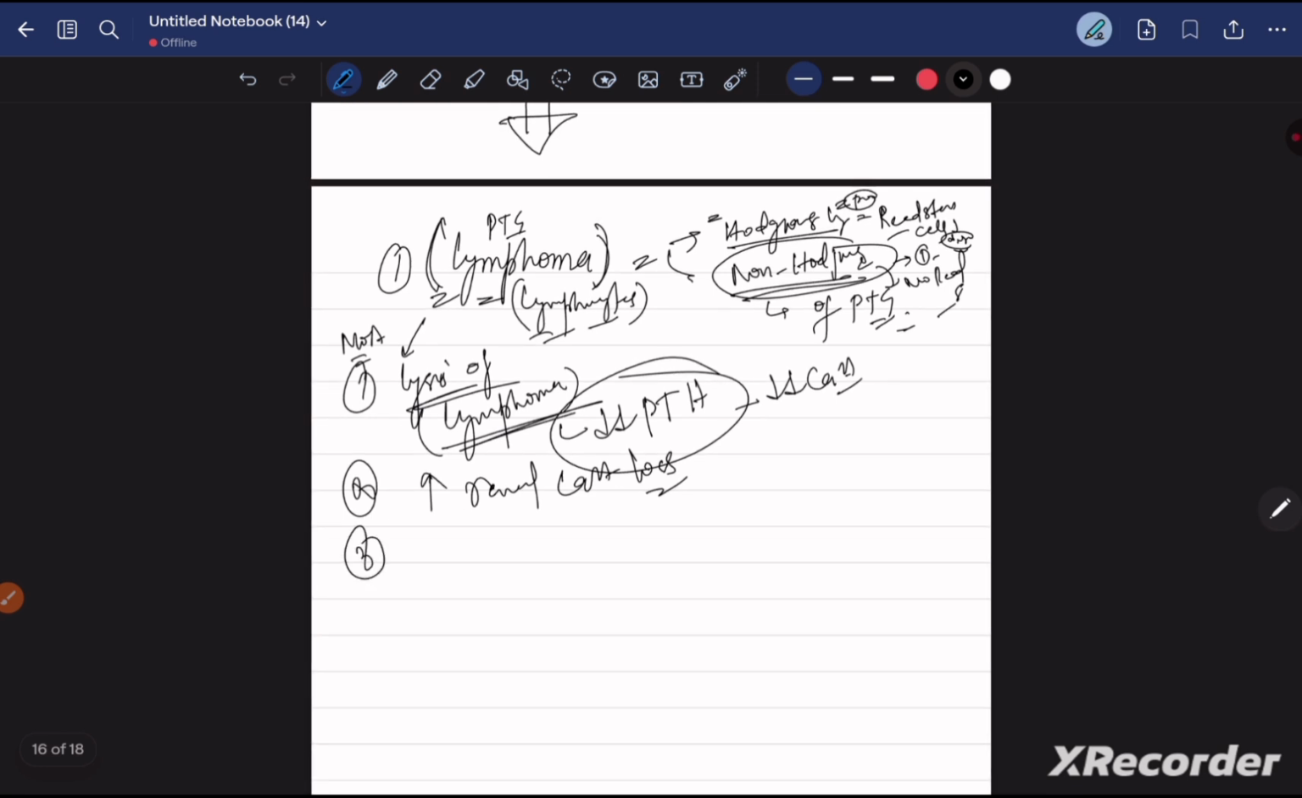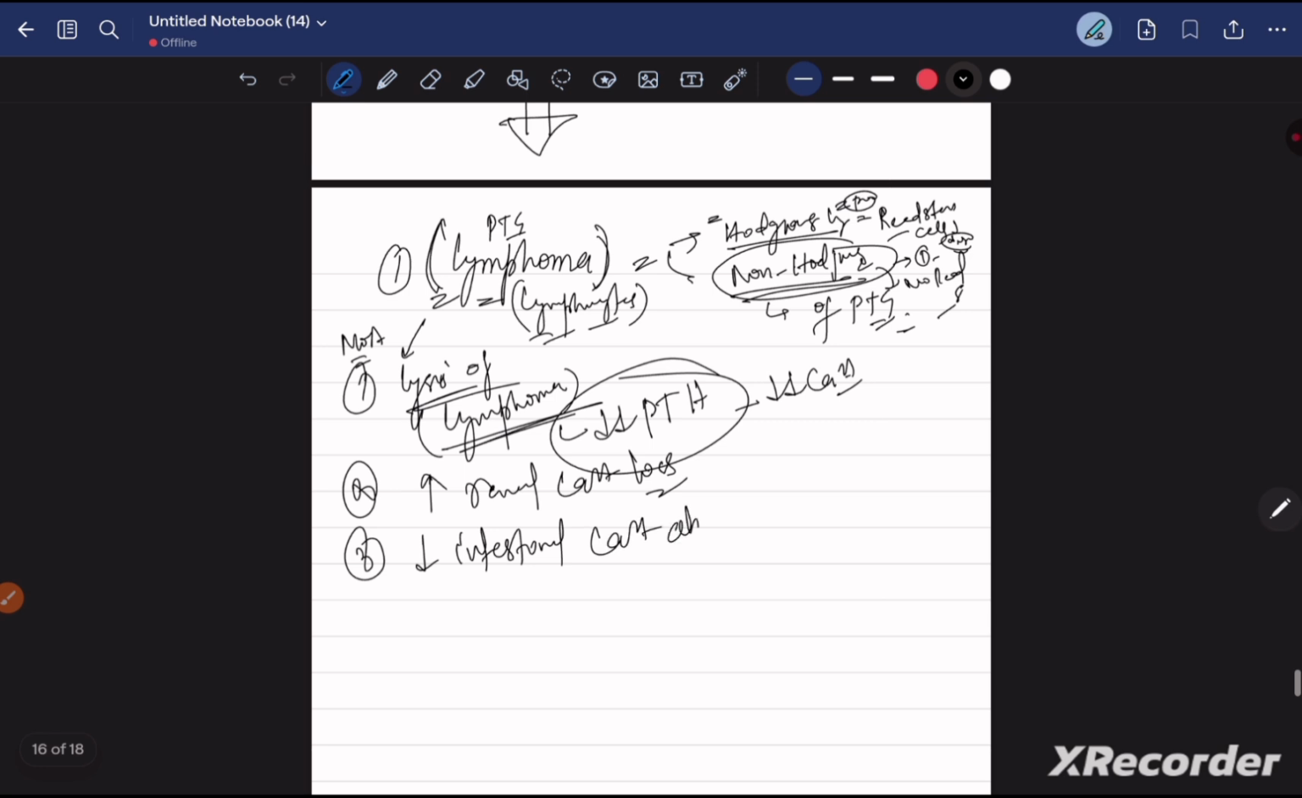Third, it decreases the intestinal calcium absorption. This will further decrease the calcium level. And fourth is decreased bone resorption.